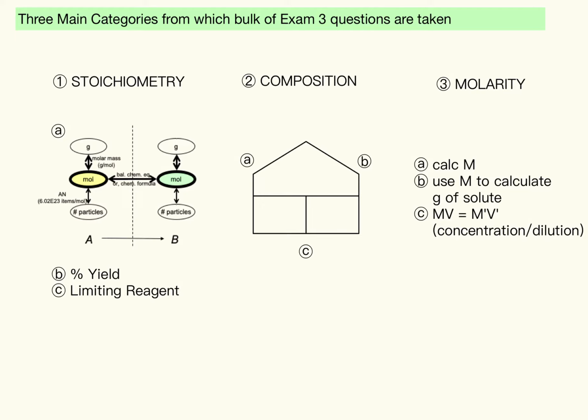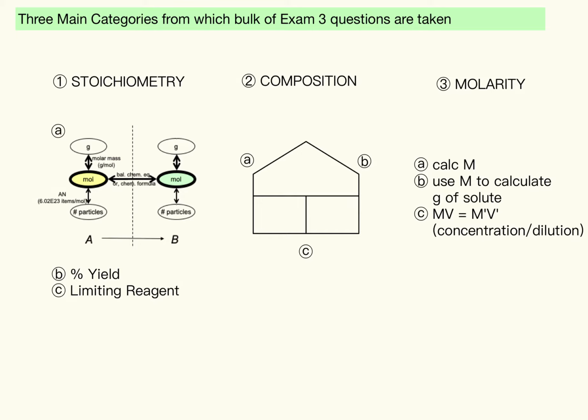There are 2 variations on stoichiometry, or at least require the stoichiometry data, and one is percent yield. And that's where you do what? You take the actual amount produced, and you divide that by the theoretical amount. What's your theoretical? It's the amount that you get by doing the stoichiometry calculations. And that is your percent yield.